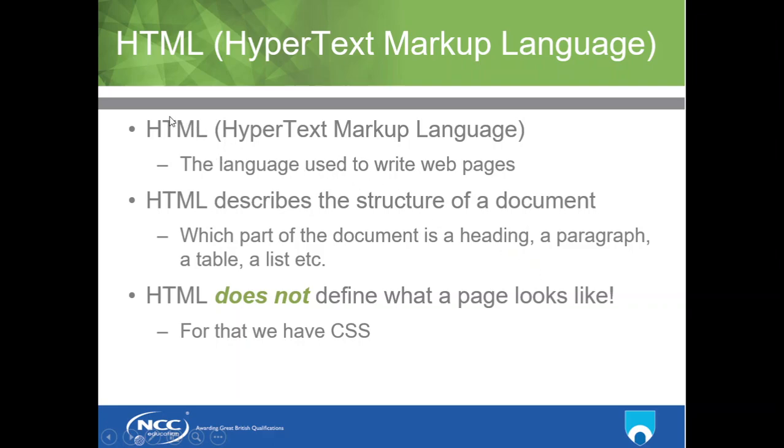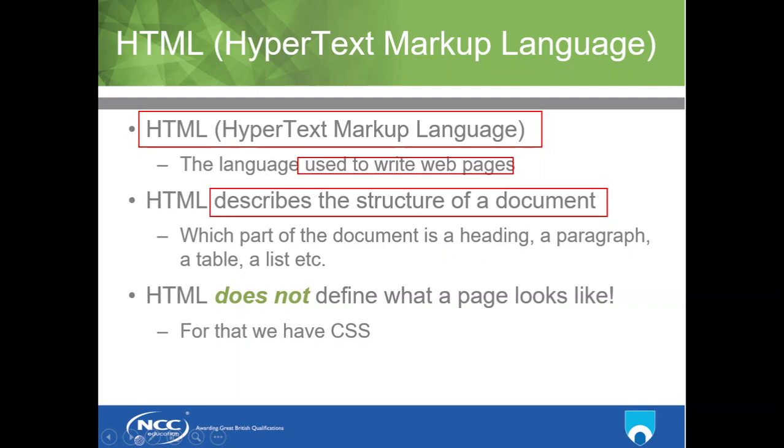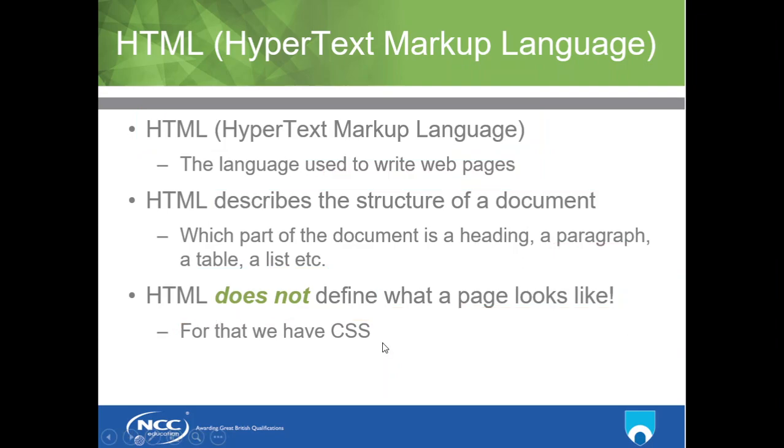So HTML is a HyperText markup language. So this is the language that is used to write web pages. It describes the structure of the document. Structure is it determines what part is a heading, what part is a paragraph, what part is a list, what part is a table, etc. On the other hand, HTML does not specify the outlook of the page. This particular feature is supported by CSS, cascading style sheets.